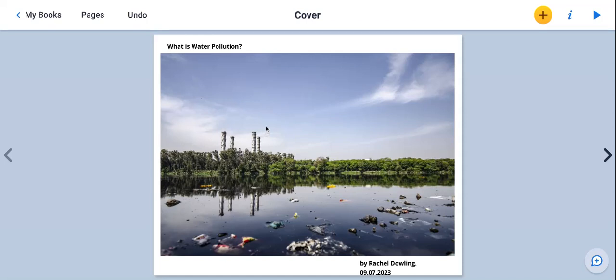Today we're going to find out a little bit about water pollution. What is water pollution? How is it caused? And how can we stop water pollution in our environment?